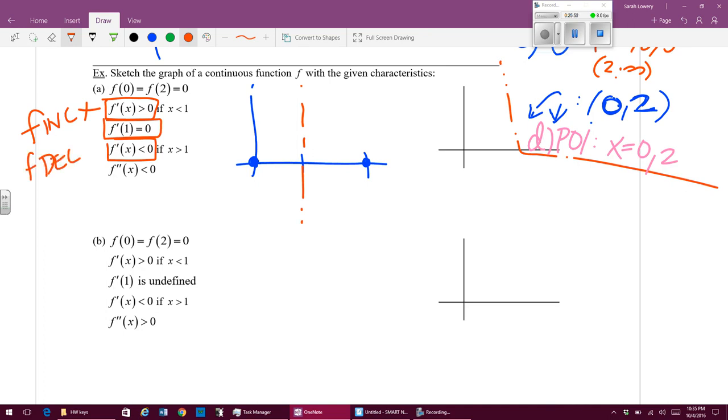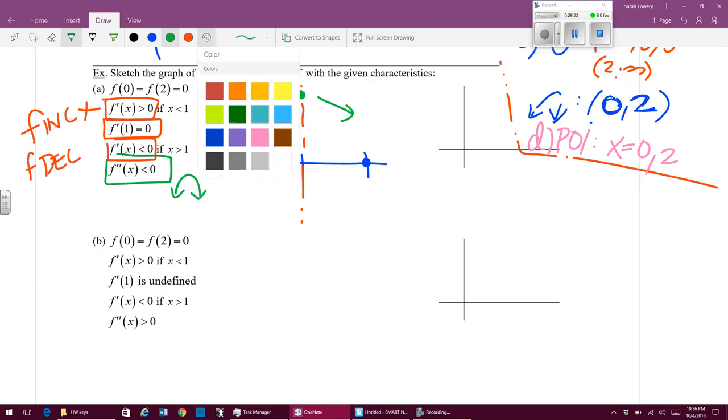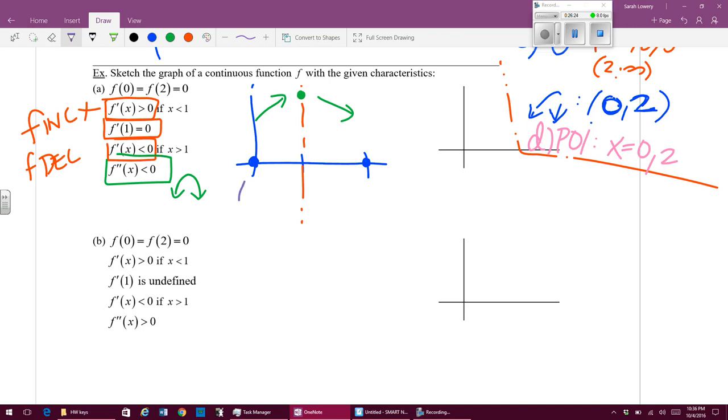So basically, I need something to where it's going to increase and then decrease. I need my graph to increase and then decrease. And at this point, the slope is 0. The next thing I know is that my second derivative is negative, which means it must be concave down. Well, that's a dead giveaway that the only graph that I'm going to be able to construct here is a parabola, because my parabola is going to increase and then it's going to decrease, and it is concave down always.